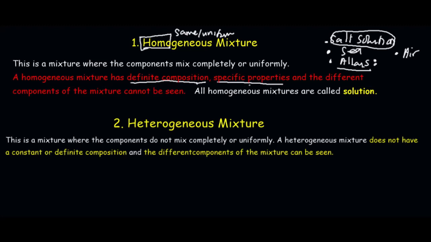Then specific properties. If you fetch any part of the mixture, for example a salt solution, it is still salt and water. So they will have the same property. Then the different components cannot be seen.